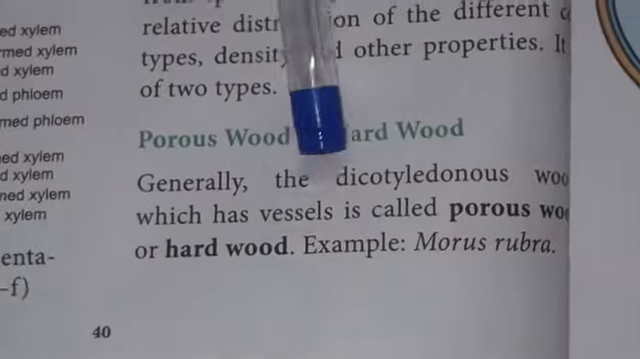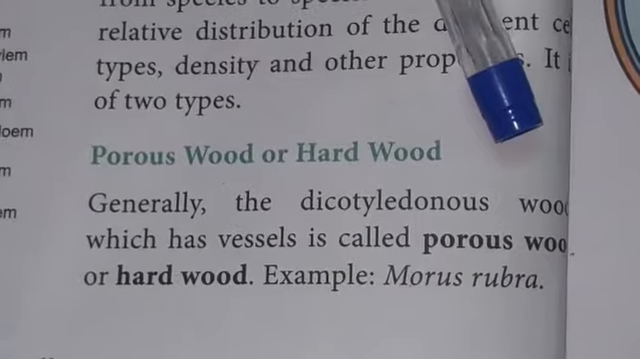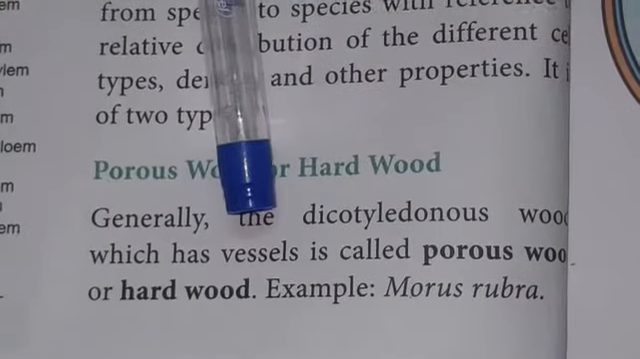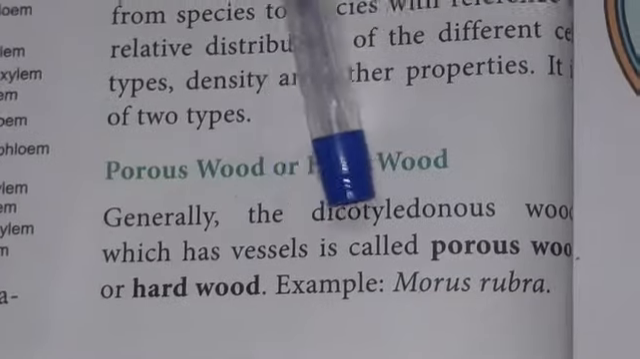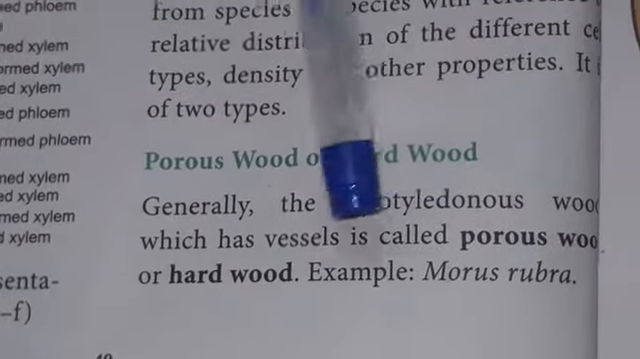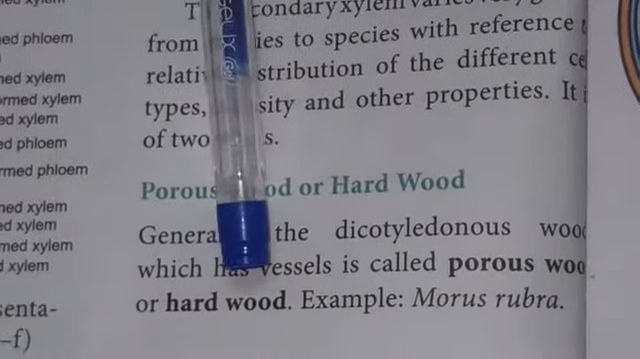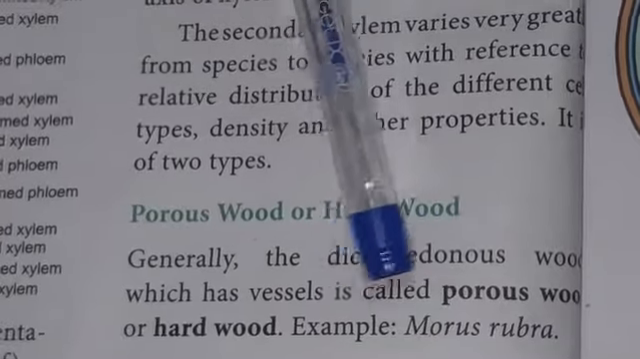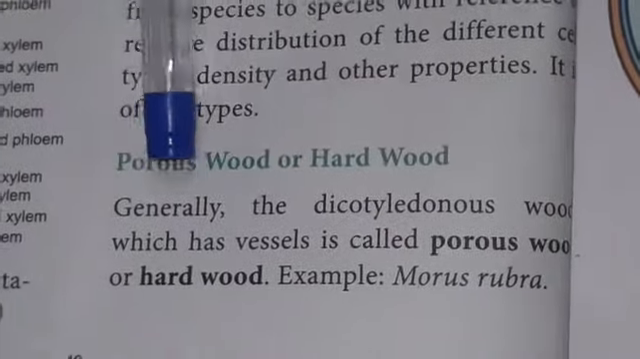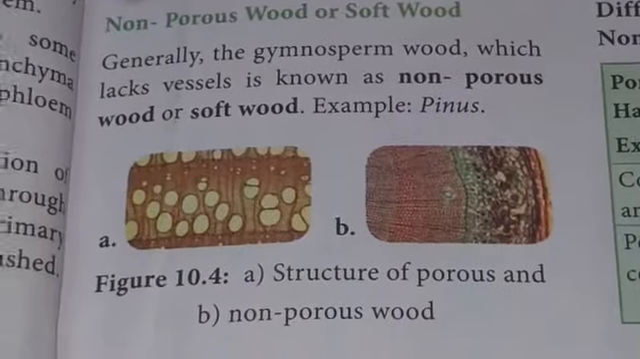Generally the dicotyledons, meaning plants that possess two cotyledons, have wood with vessels. Vessels are the chief water conducting elements of the xylem. Wood which possesses vessels is called porous wood or hardwood, for example Morus rubra. Morus rubra is an example of porous wood. They are hardwood, they are also hard, and they are used in the manufacture of furniture.